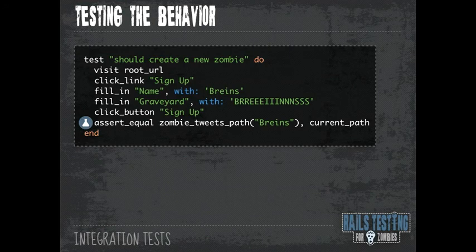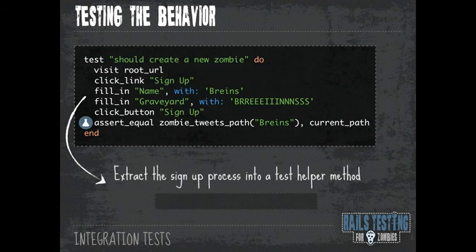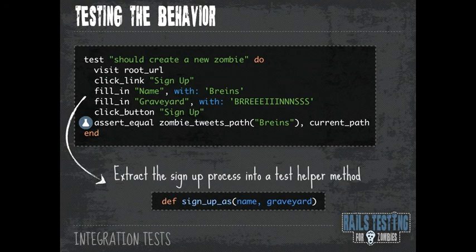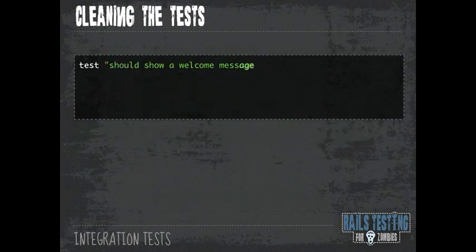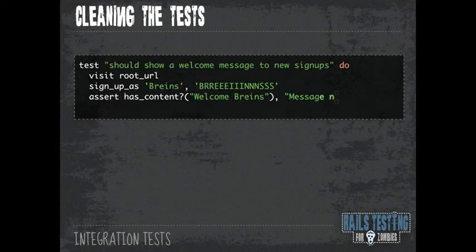Now for integration tests, you'll find that signing up or signing in are something that probably happens a lot. Just like in the first group of unit test levels where we talk about refactoring your code and refactoring your tests, since this is something that's going to be used a lot, we might want to extract some of that activity into a helper method, such as sign up as. And what that will do is allow us to rewrite our test once again to just say, visit the root URL, sign up as brains, assert that I have content, welcome brains in this case.